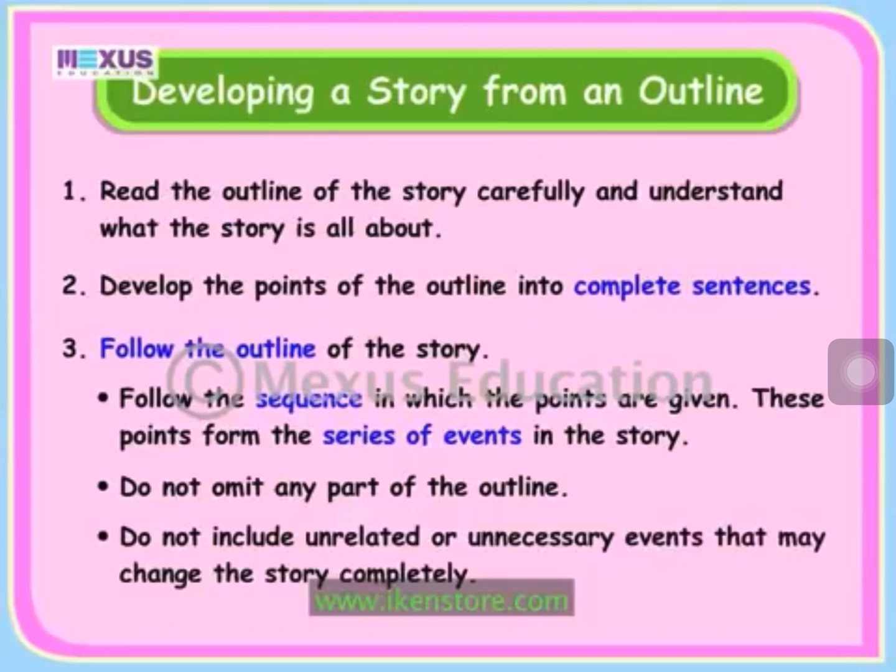Follow the outline of the story. It should not be deviated, even though you can add some extra points related to the story. Then only it will be interesting to read. Follow the sequence in which points are given. These points form the series of events in the story. What do they form, children? They form a series; connectivity and cohesion should be there.